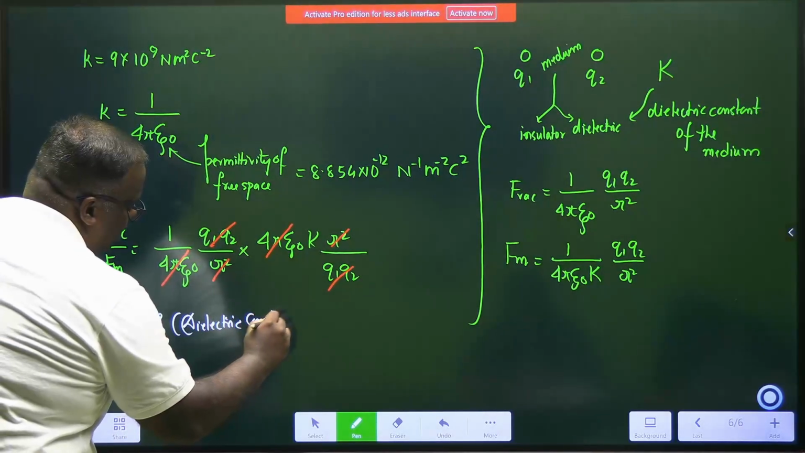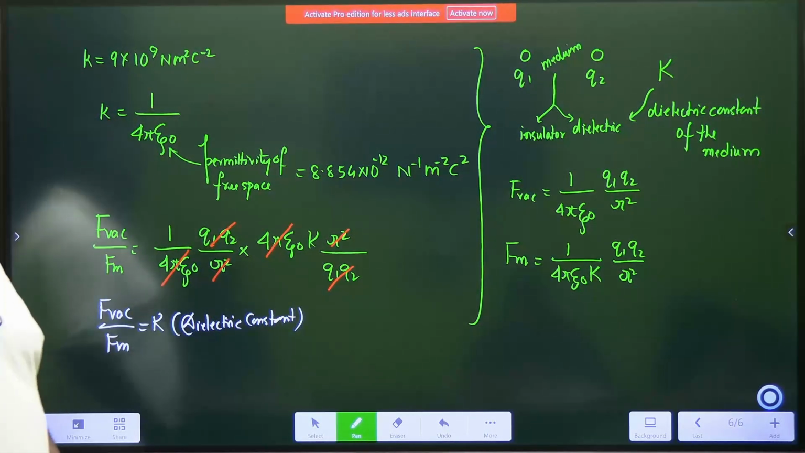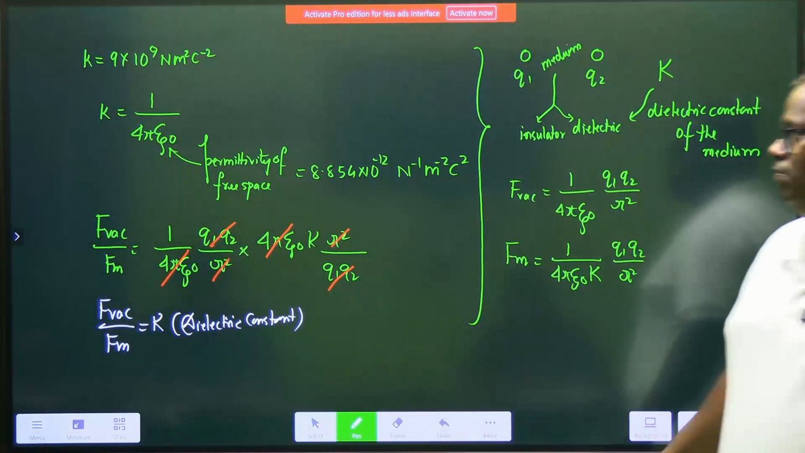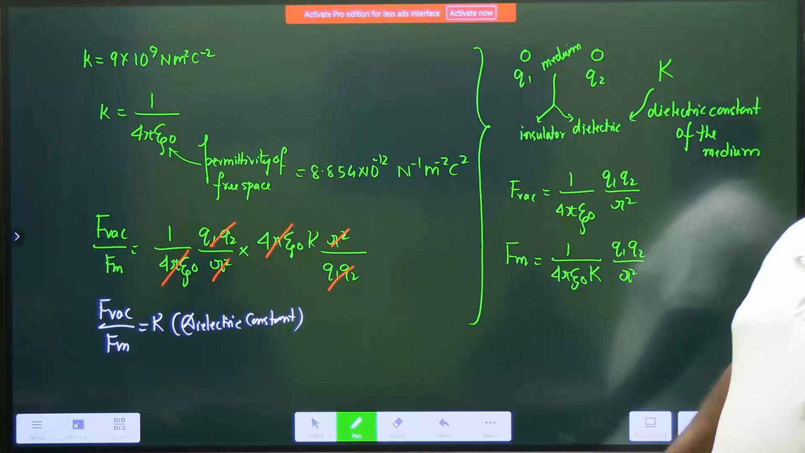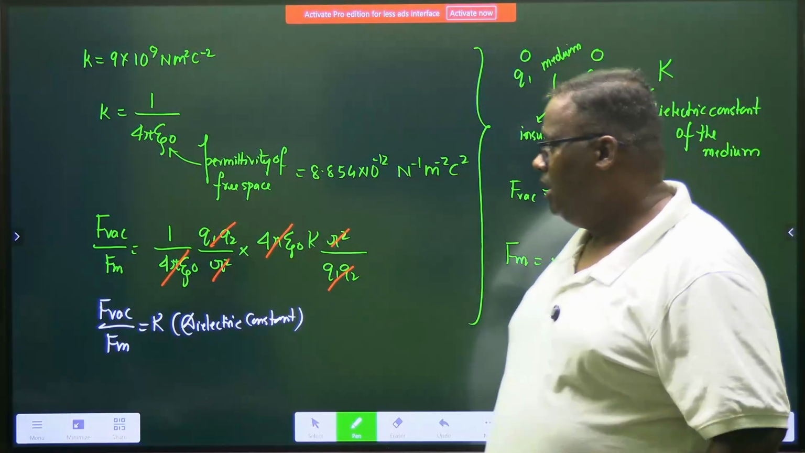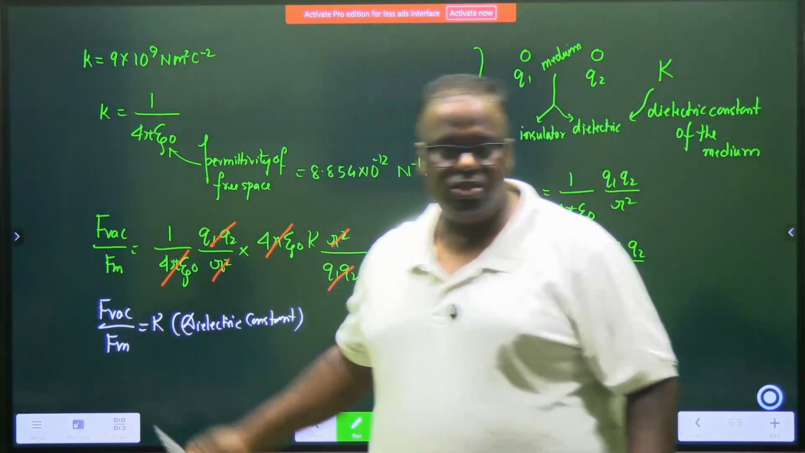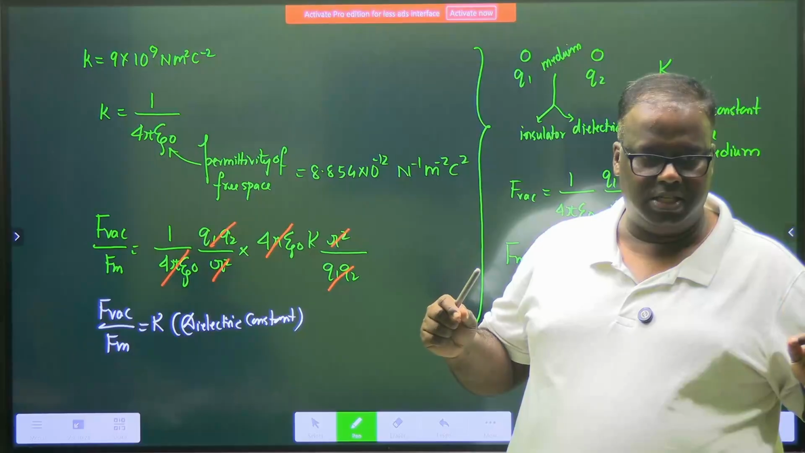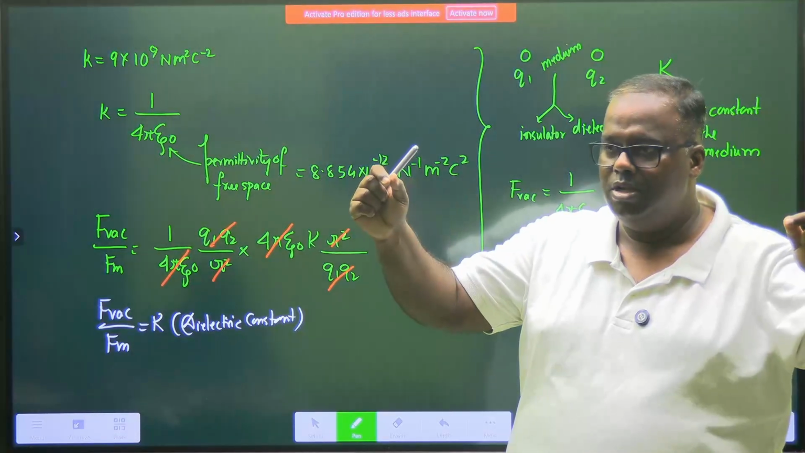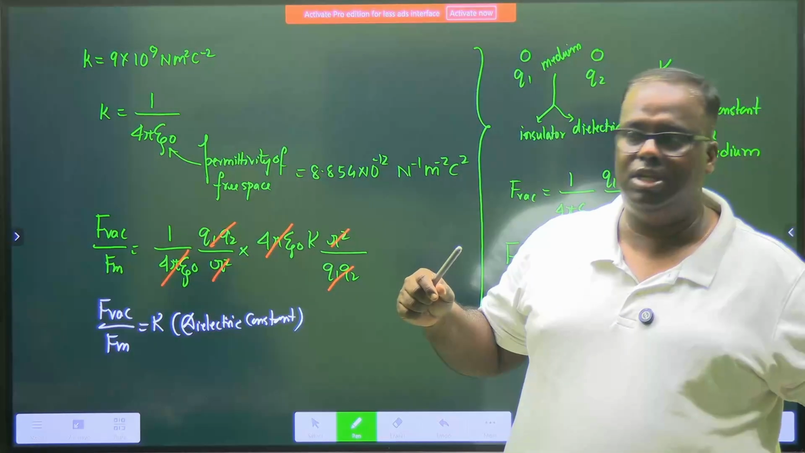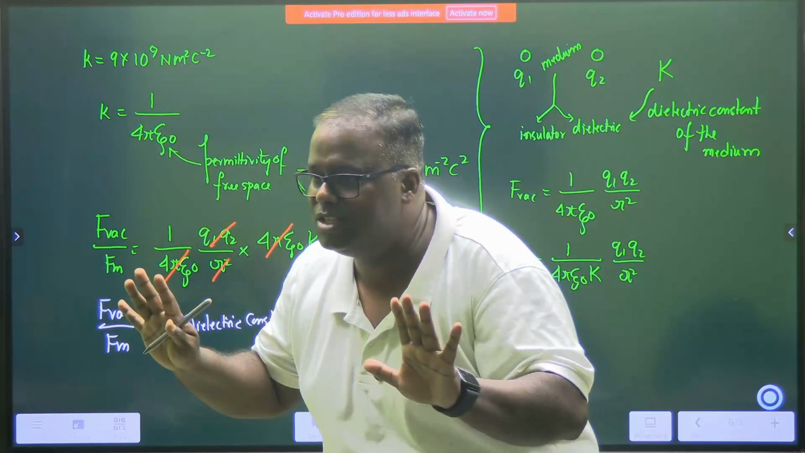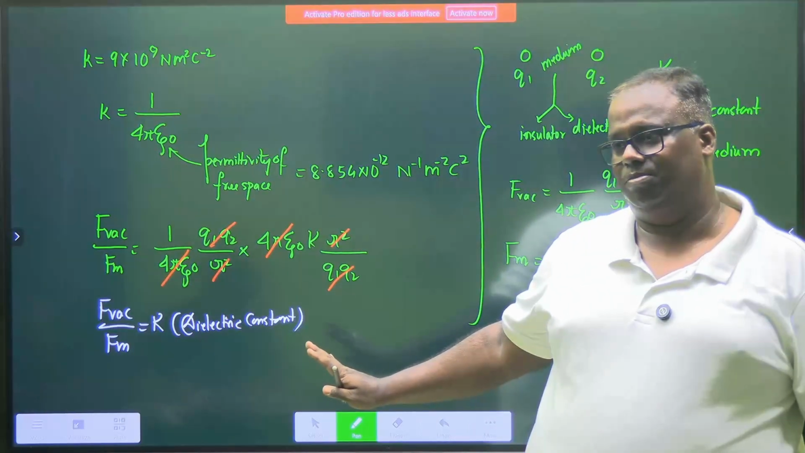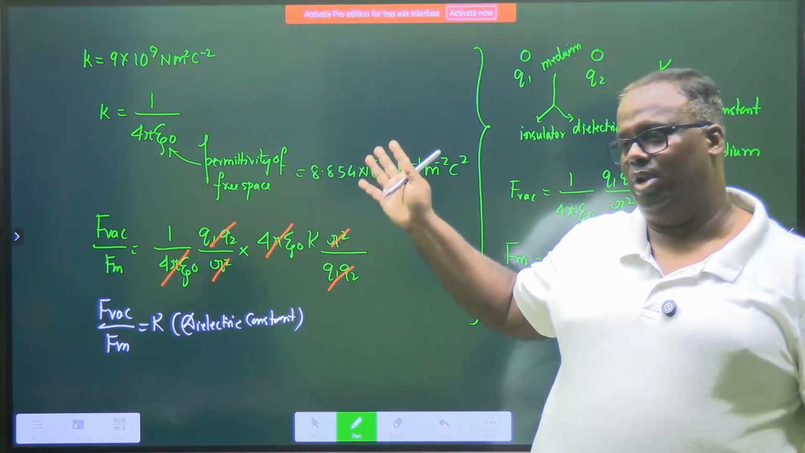Now, suppose somebody asks you, define dielectric constant of a medium. You should be able to define it from this expression itself. You will say the dielectric constant of a medium is the ratio of the electrostatic force between two charged particles separated by a distance when kept in vacuum to when kept in a medium, without any change in the charges' magnitude, polarity, or the distance of separation. You can put it in English as you like.